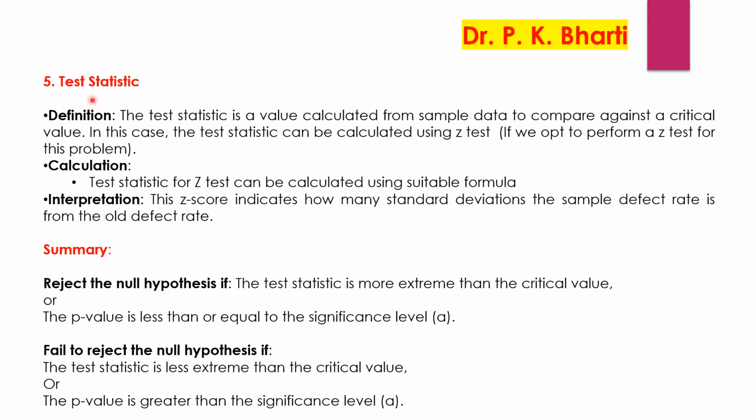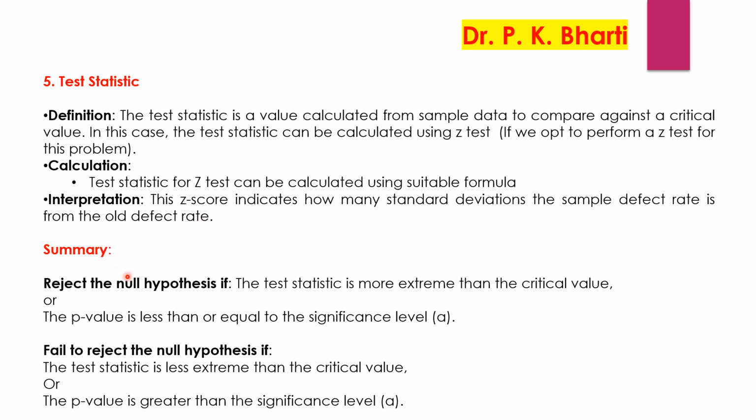Next step in test of significance is calculation of test statistic. The test statistic is a value computed from sample data to compare against a critical value. In this case, the test statistic can be calculated using z-test, though the value of test statistic is calculated based on the test we opt. If we opt for t-test, t-value is calculated. If we opt for z-test, z-value is calculated as test statistic. The z-score indicates how many standard deviations the sample defect rate is from the old defect rate.